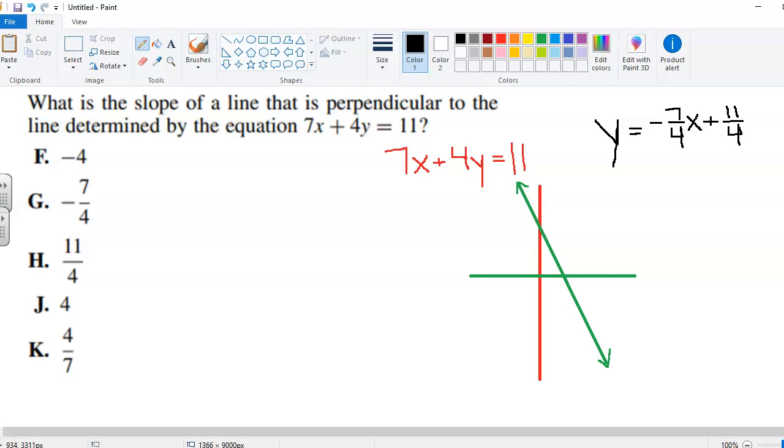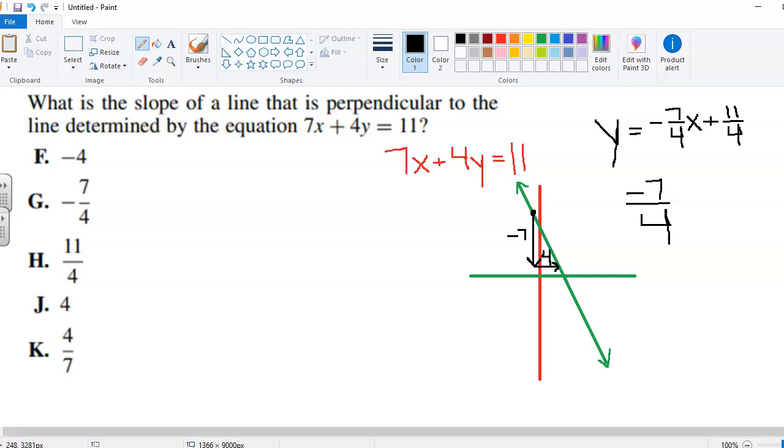Now, if you're trying to work through this problem on Desmos, I would just count squares. Eventually, if you picked some squares, you would find out that it would be going down by 7 and then over by 4. So even if you didn't know the algebra, you would be able to count squares and realize that the slope of this line is negative 7 over 4.